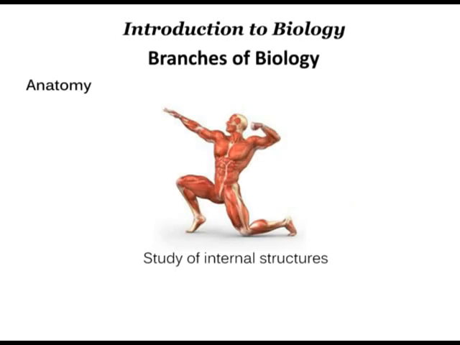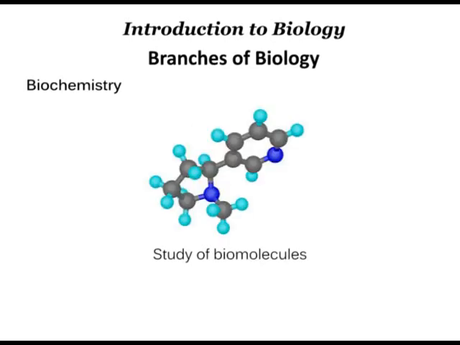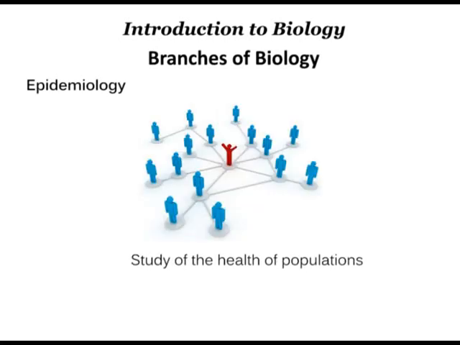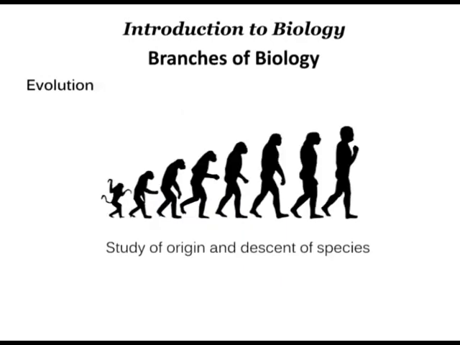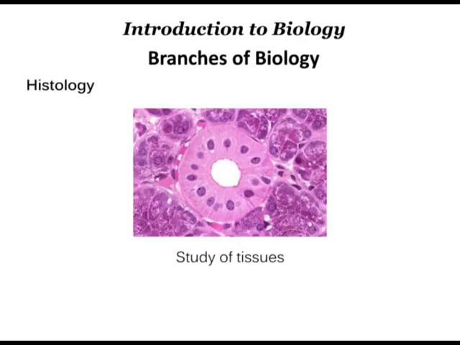Anatomy is the study of the internal structures of living organisms. Cytology is the study of cells. Biochemistry is the study of biomolecules. Endocrinology is the study of hormones. Epidemiology is the study of health of populations. Evolution is the study of the origin and descent of species throughout time. Embryology is the study of the formation and development of living organisms from fertilization to birth. Histology is the study of tissues.